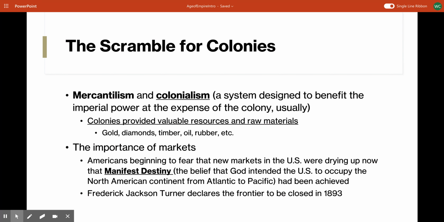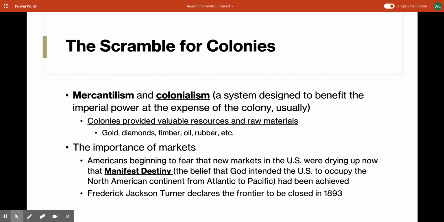And manifest destiny was this belief that God intended the United States to occupy the North American continent from the Atlantic to the Pacific Oceans, right? And so in 1893, eminent historian Frederick Jackson Turner declared that the American frontier was now closed. And this led to many Americans fearing that the pioneering spirit, which they felt was central to American identity, was threatened and was in jeopardy.